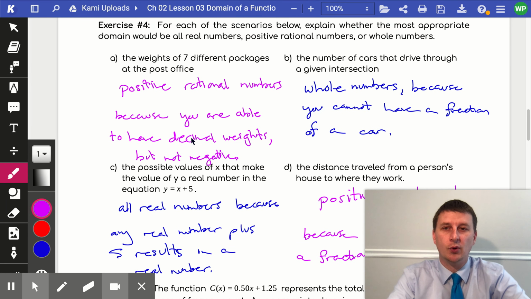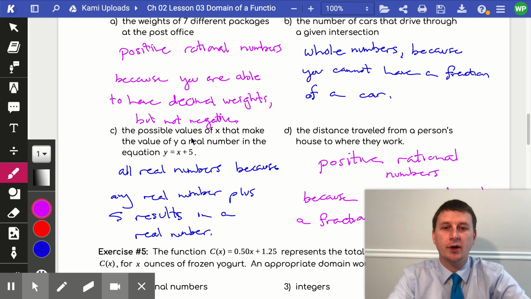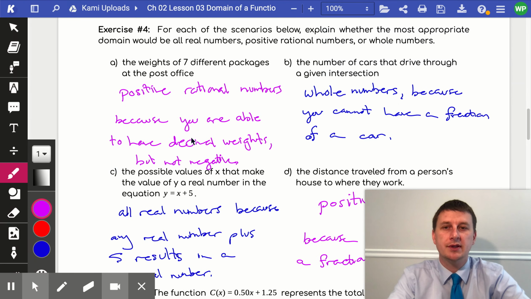So in exercise 4, we looked at 4 different examples of where we would use the most appropriate domain.